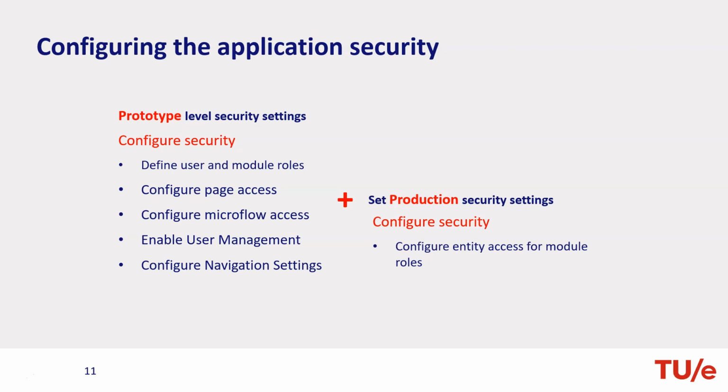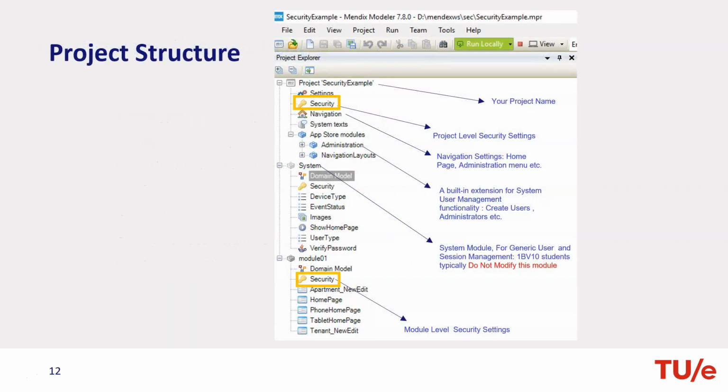To meet the prototype level security configuration requirements, you will need to define user and module roles, configure page access, configure microflow access, enable user management, and configure navigation settings. At the production level, you will need to configure entity access for module roles in addition to prototype level tasks. Let me give you further details about these tasks in the coming slides.